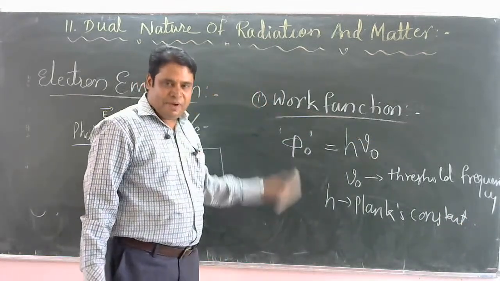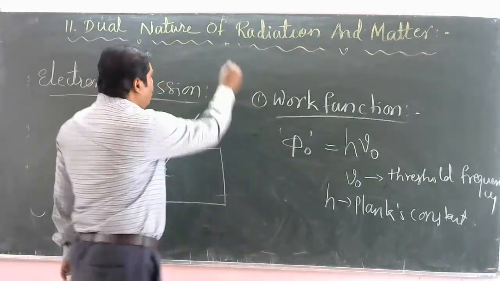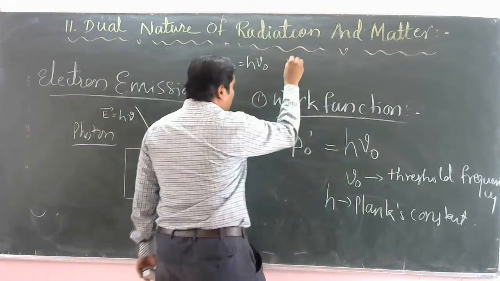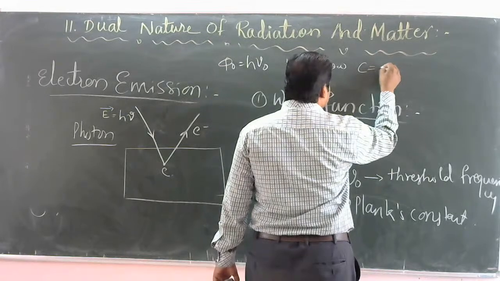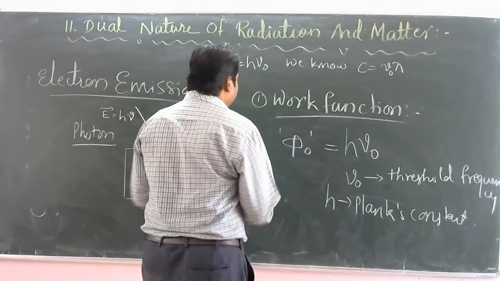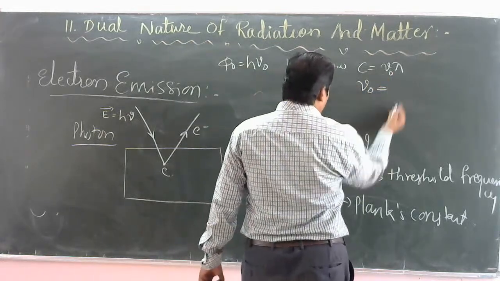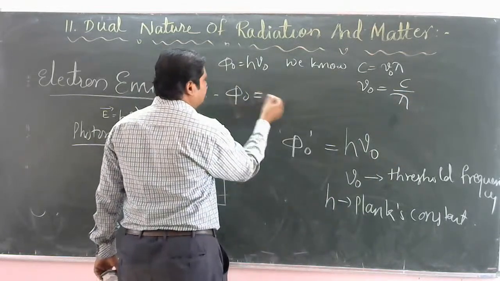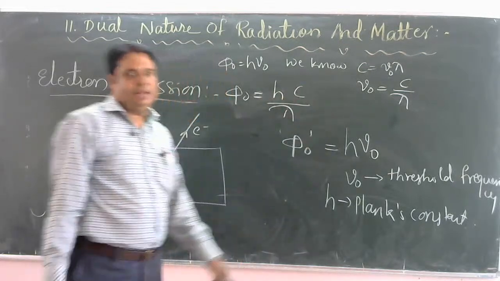Probably in the notes I have not given this point, so please add it. Phi naught is equal to h nu naught. We know that c is equal to nu lambda, so nu naught lambda in this case, or nu naught is equal to c by lambda, or phi naught is equal to hc by lambda. This is also very important.